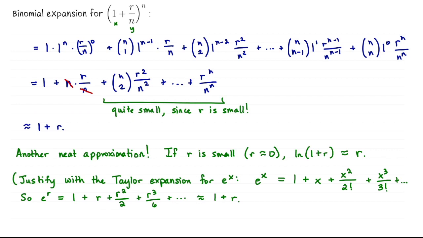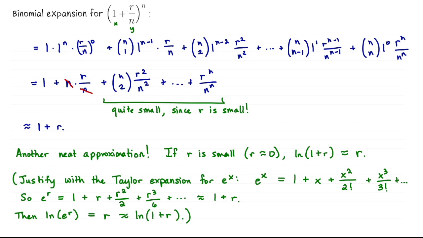Now you can just take the natural log of both sides. And you find that natural log of e to the r is r, and now we're saying that's approximately natural log of 1 plus r. Obviously, this approximation only works if r is really small.